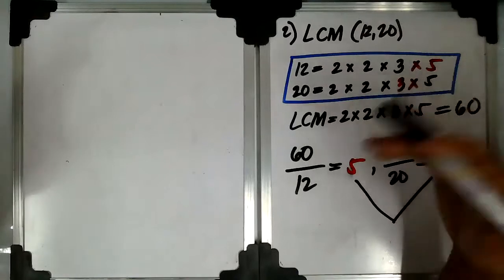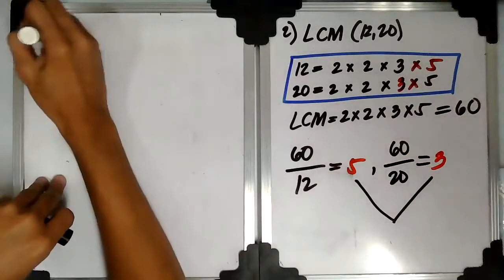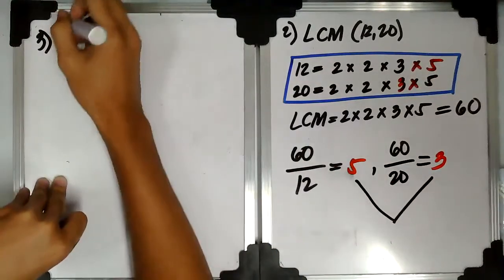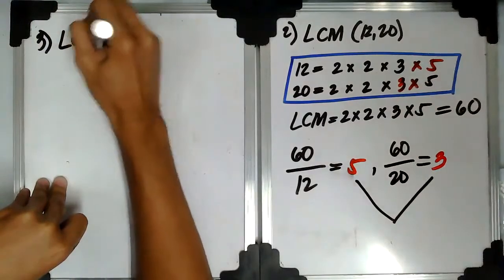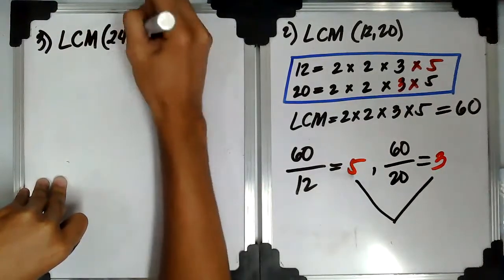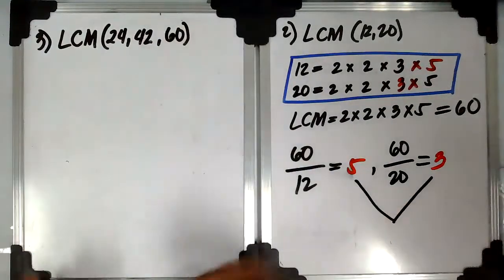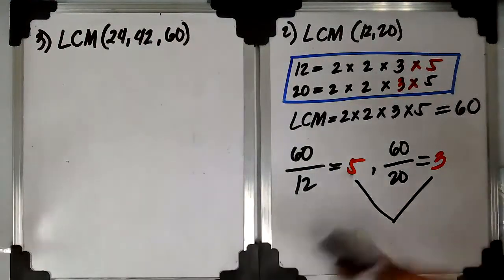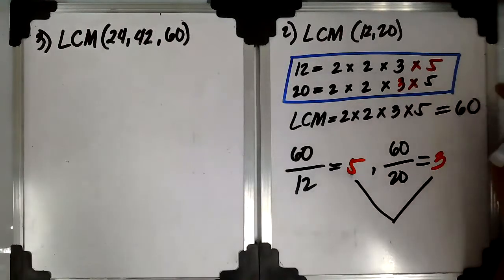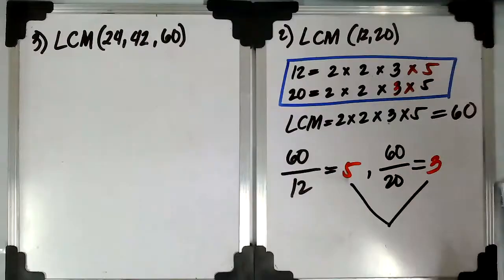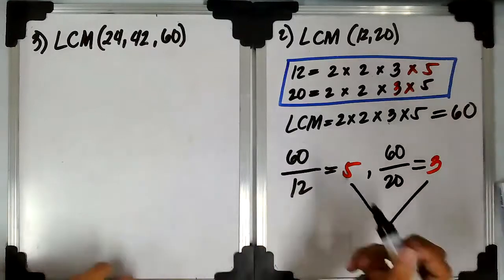Let's have another example, which is in number 3, the problem in the first part, where we're going to get the LCM of 24, 42, and 60. All right. So to get their LCM, let's get their prime factors and put them in a table like this and see what we can do. So let's start with the factors of 24.